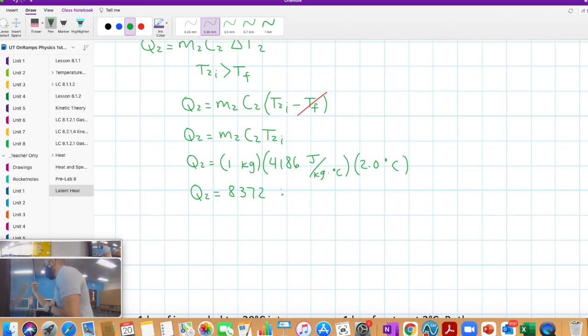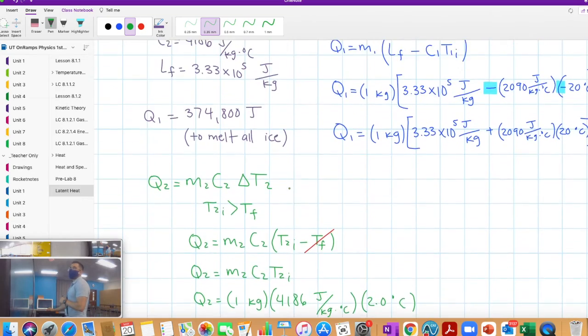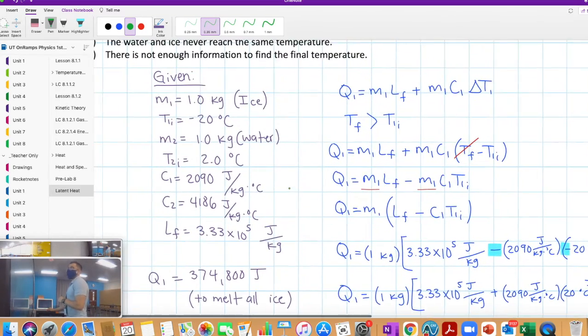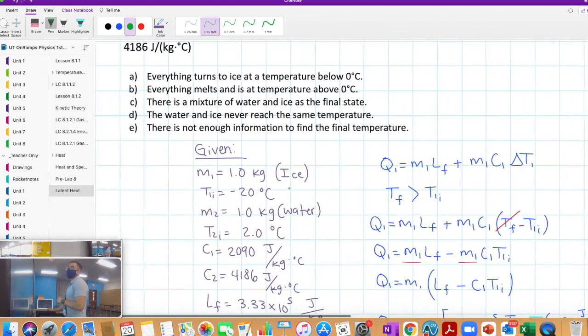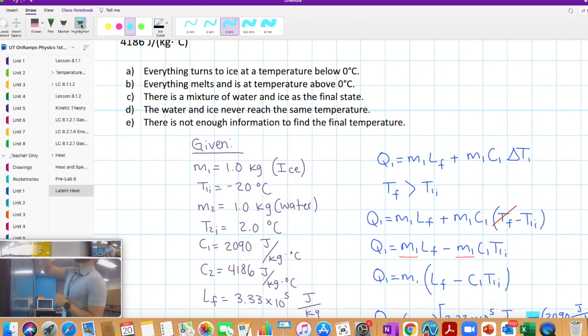8,372 joules. Then the answer, because we need more energy than what we have, will be there is a mixture of water and ice as the final state. Nice.